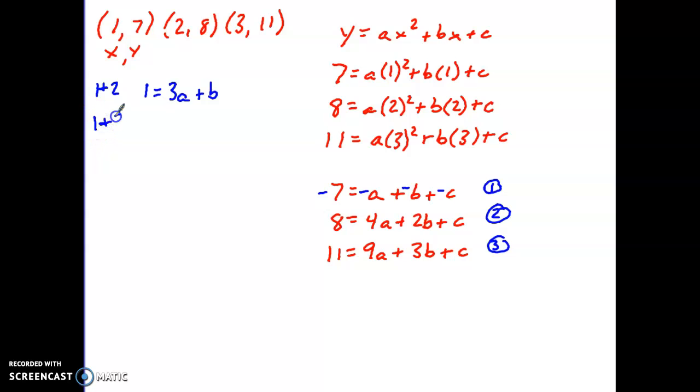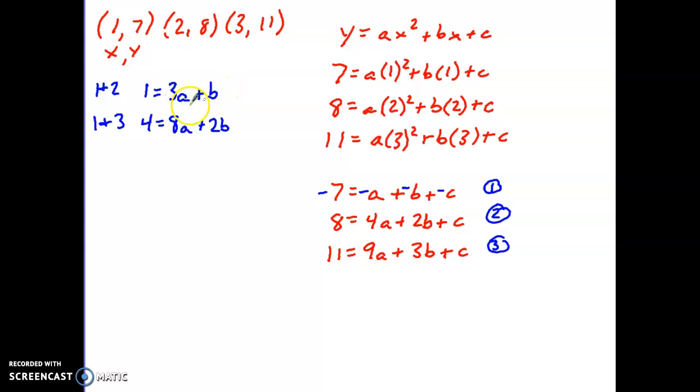And then I can go ahead and combine equation 1 with equation 3. So equation 1, negative 7 plus 11 is 4. Negative a and 9a is 8a. And then negative b and 3b is 2b. And the c's again cancel each other out. So now I've gotten it down to 2 equations with 2 variables.